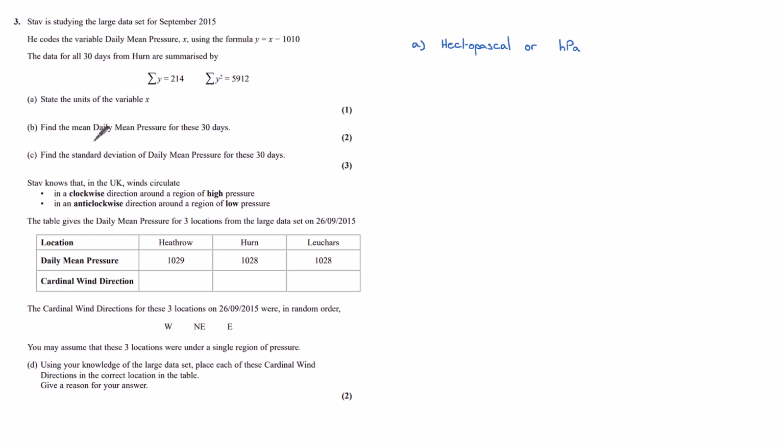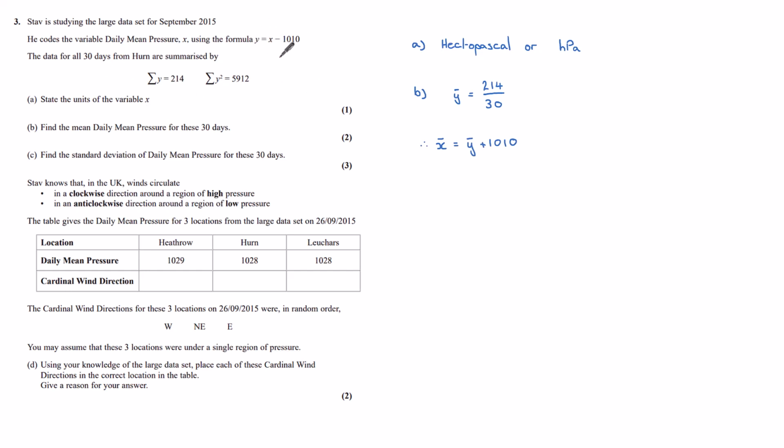Part B, I want to find the mean daily pressure for these 30 days. Well, the mean is the sum divided by how many there are. And so this sum here of y is 214, which I need to divide by the 30 days. So the mean value for y, 214 over 30. But remember, this is the coded value. So this is y bar. We want x bar because it is x that I want the mean of.